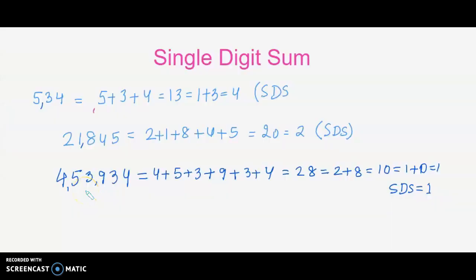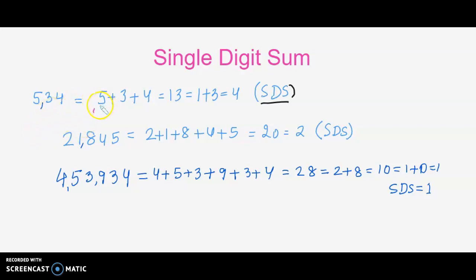The topic for today's class is single digit sum, or in short we also call it SDS. What is that and why do we need to know about it? Suppose we have the number 534. How do we find its single digit sum?